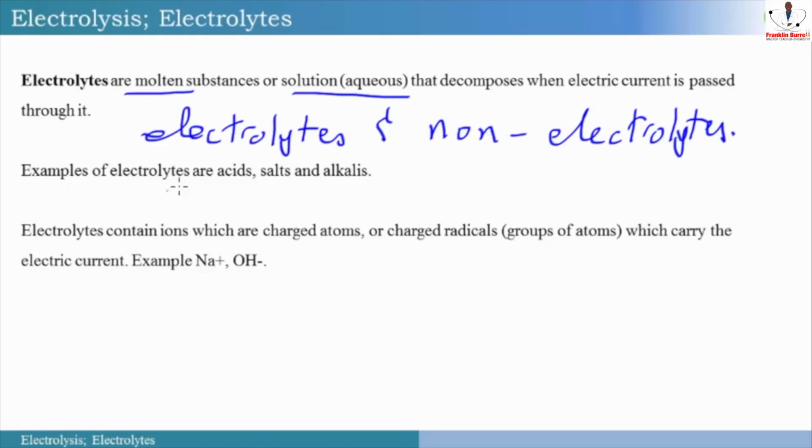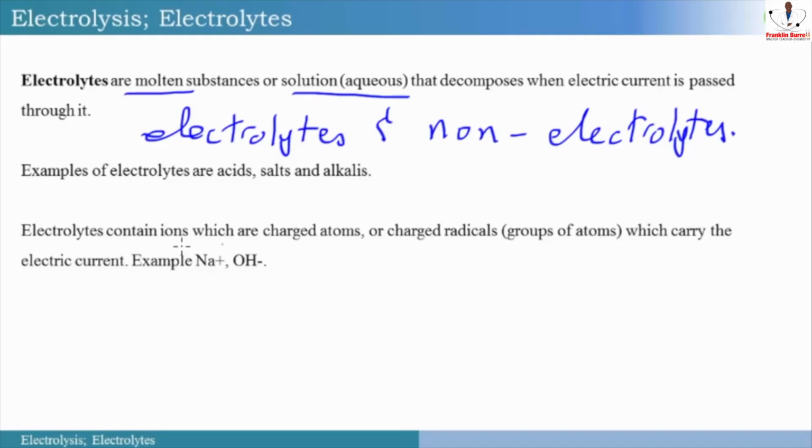And here we have some examples of electrolytes. Acids, and you saw where acids decompose to form ions. Salts will also break down, and alkalis will be ionized. So once you ionize, you form ions, hence you are good examples of electrolytes.